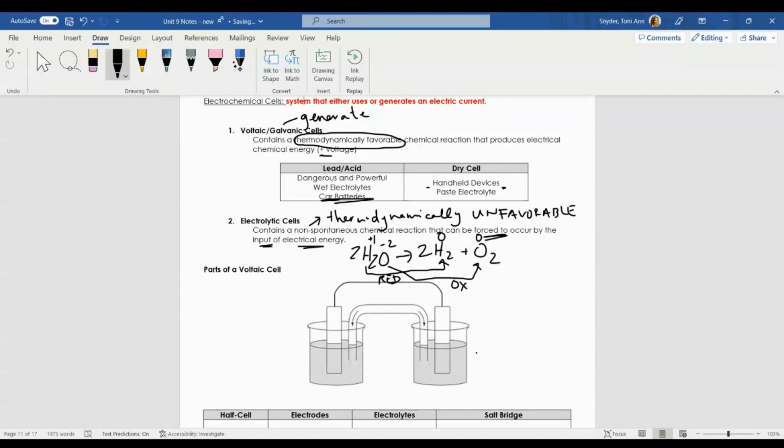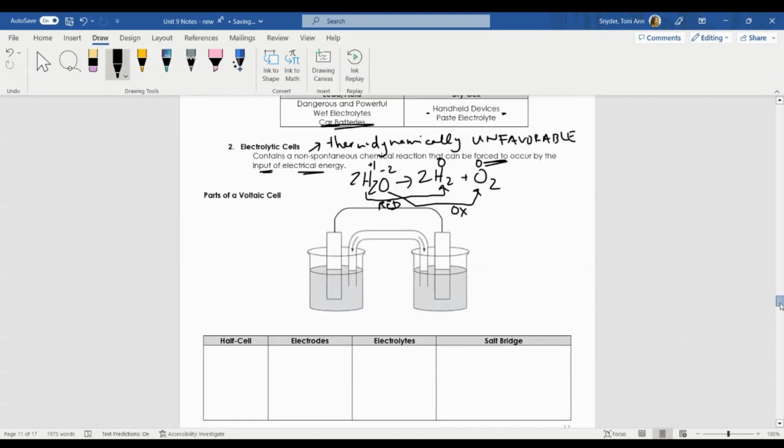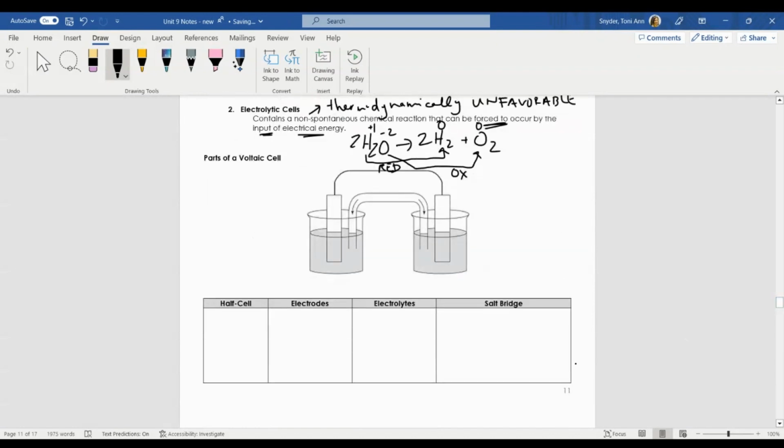However, you do have to know electrolytic cells. However, we're going to talk about the parts of a voltaic cell. And you could, I guess, use this for electrolytic cells too, but this whole entire diagram right here is really important. So I'm going to erase this so I make sure I have enough room. And let's go ahead and label, what are the parts of a voltaic cell?